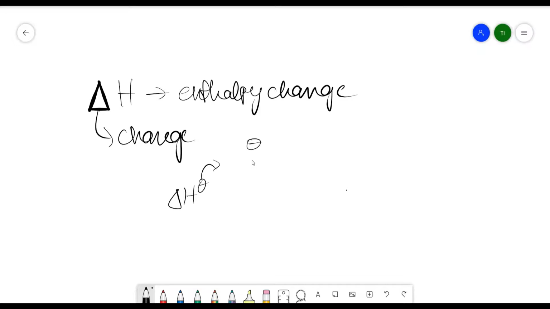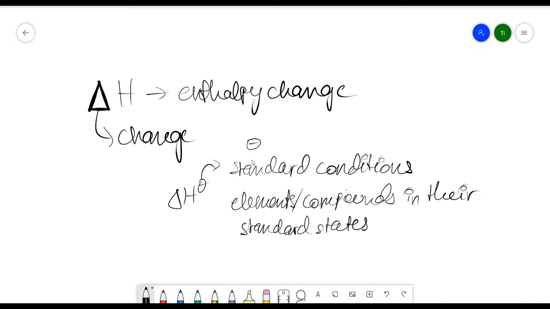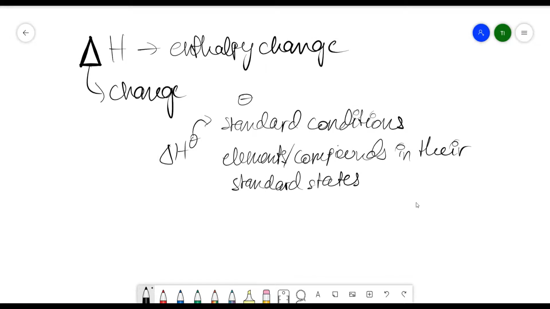Now what does that mean? Whenever you see that, it basically means that everything is taking place under standard conditions, and the elements or the compounds are in their standard states. Now, what exactly are standard conditions and standard states? It's probably something new to you, so you don't know what it is.